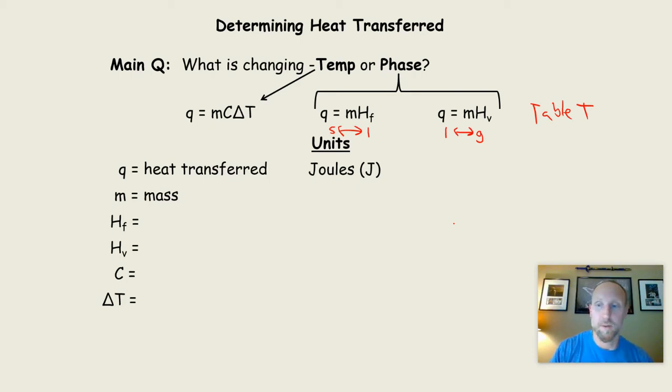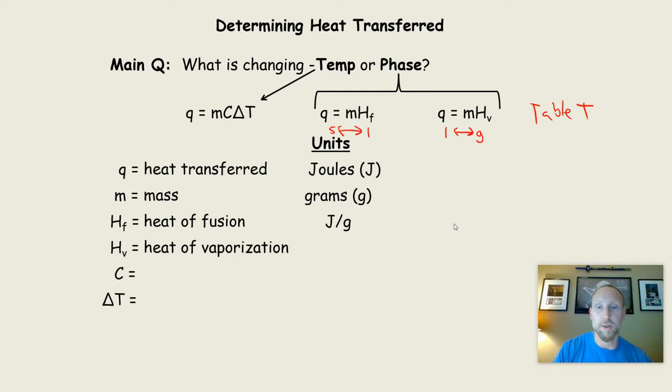M is mass, which we'll measure in grams, little g. HF is heat of fusion. We talked about that already, and that we'll measure in joules per gram. So how much energy per gram? Think back to our definition of the heat of fusion: energy needed to convert 1 gram of a substance from solid to liquid.